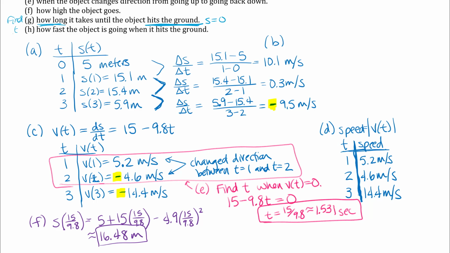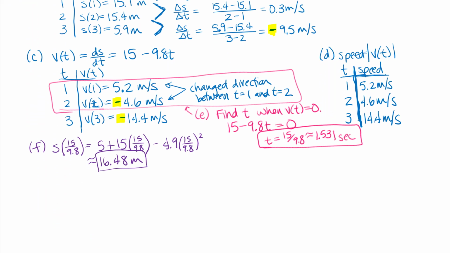So for part G, we just want to know the t when the height is 0. We're going to set our height, which was s of t, to be 0, and then solve for t. So I'm putting in 0 for the output of that function, and then solving for t.